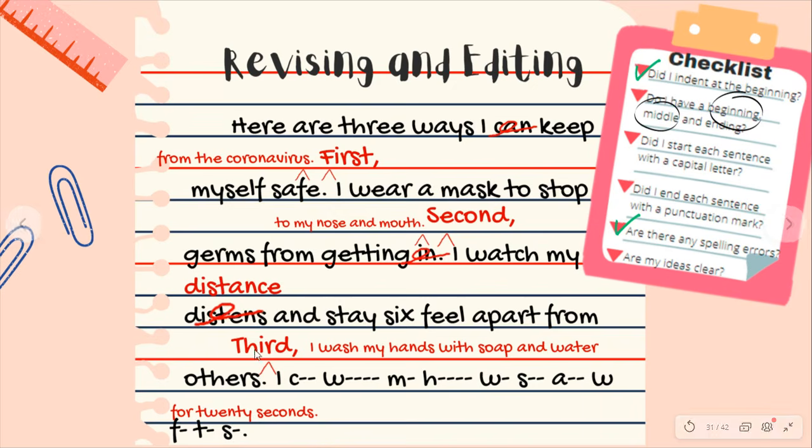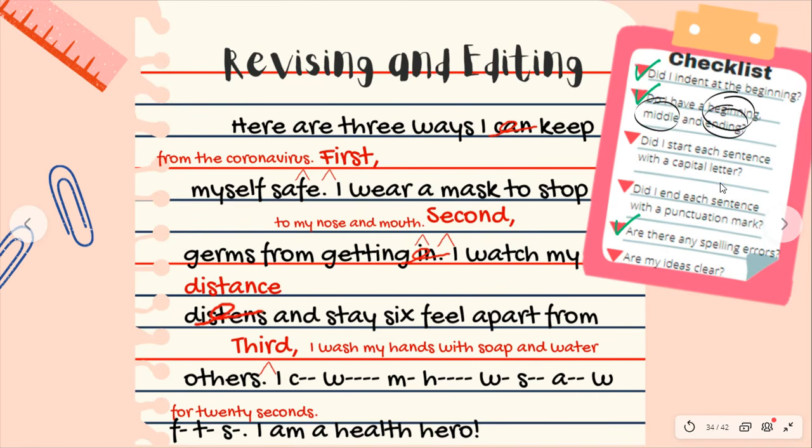Now that I have my beginning, which is my main idea, and I have my three details down, I'm finished with my middle part. So now I need an ending in my writing. I'm going to go ahead and end it with this sentence. I am a health hero. Now that I have my ending, I can go ahead and put a check mark for this part of my checklist. And I'm going to move on to this part of the checklist where it says, did I start each sentence with a capital letter?